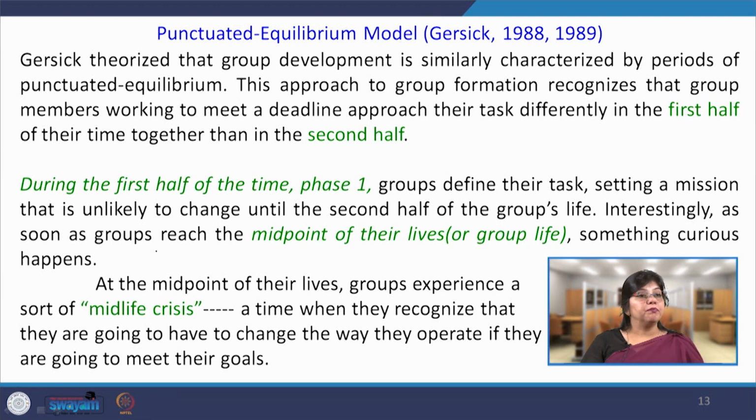Now, at this midpoint of their group life, they experience a midlife crisis, that is, they recognize that they are going to have to change the way they operate if they are going to meet their goals. They understand the strong need to change their course of action to overcome that midlife crisis, and if they want to meet the goal, then again they will strategize something, so that in the second phase equilibrium can be maintained and they can meet the group goal.